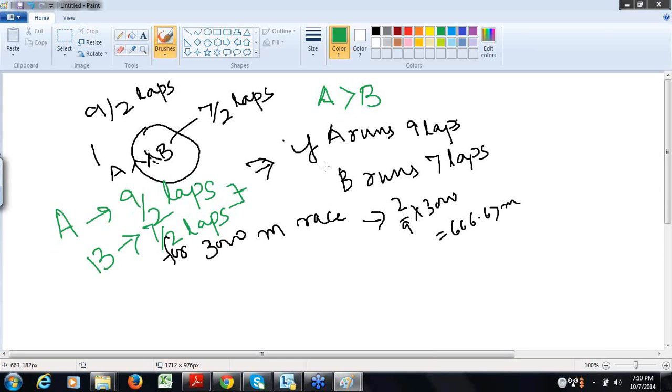So it means, if A runs 9 laps, B will run how much? 7 laps. So we can see the ratio between the speeds of A and B. A is to B, speed actually, is 9:7. So in a 3000 meter race, how much head start? Obviously 2 by 9 into 3000, that is 666.67 meter head start. A will give it to B so that they can compete at the same time.